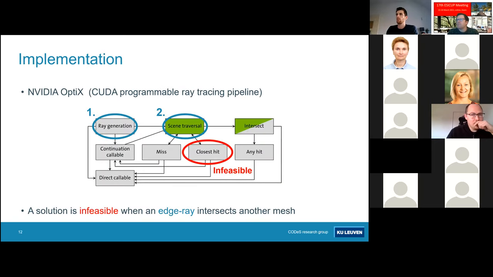We implemented this methodology in the NVIDIA OptiX library. This is a library from NVIDIA that allows us to create a ray tracing pipeline and write all the programs that are called when rays miss or when they hit anything. And we use this, for example, in the closest hit program to set a feasible flag to infeasible to keep track of our progress.